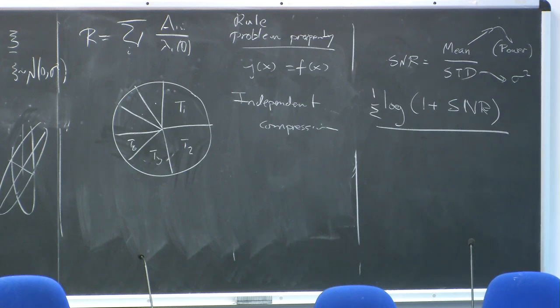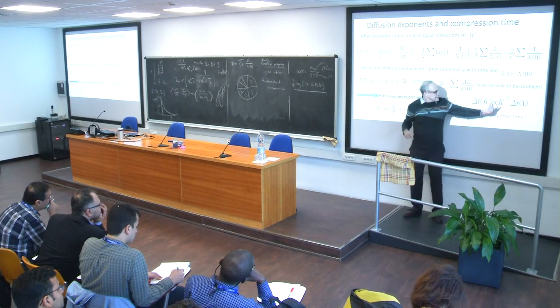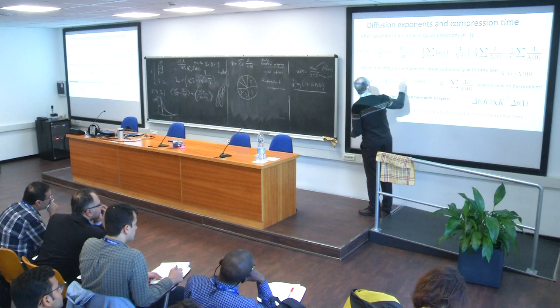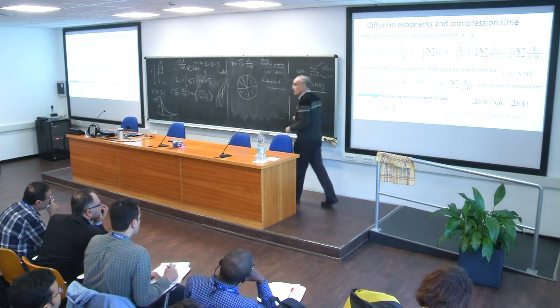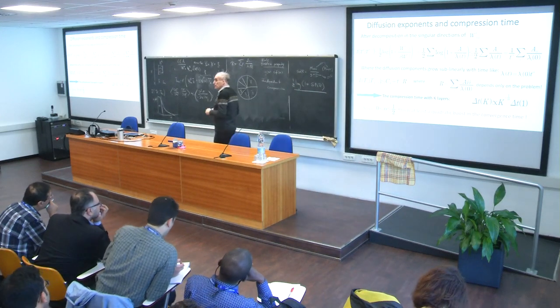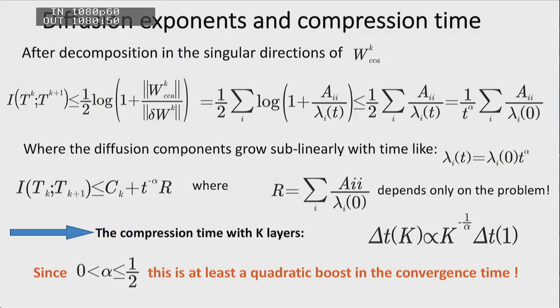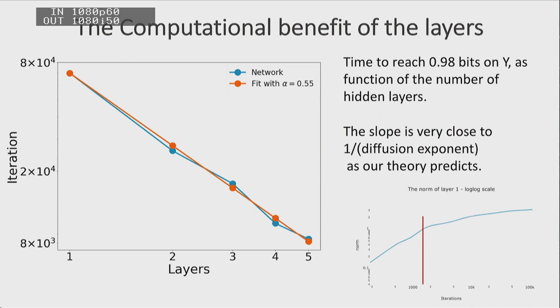The time that it takes to compress with k layers is the time that it takes to compress with one layer to the same compression, or the same level of accuracy about y, times something which scales like k to the minus alpha, because even if the r's are different for each layer, the exponent alpha remains the same. So this was the intuition, and then of course we actually did it much more carefully.